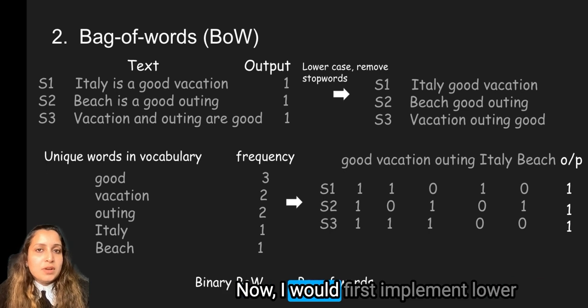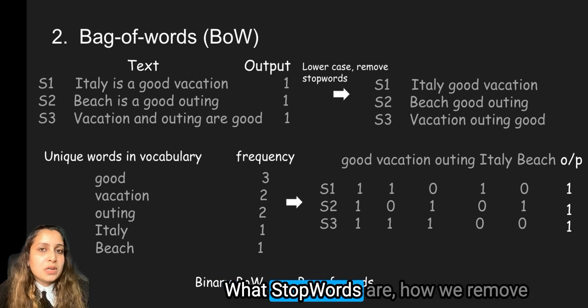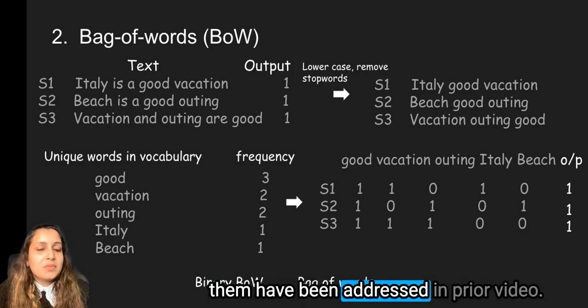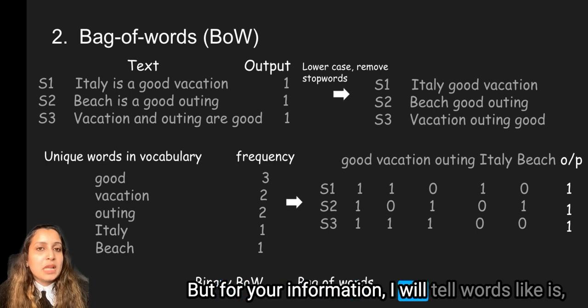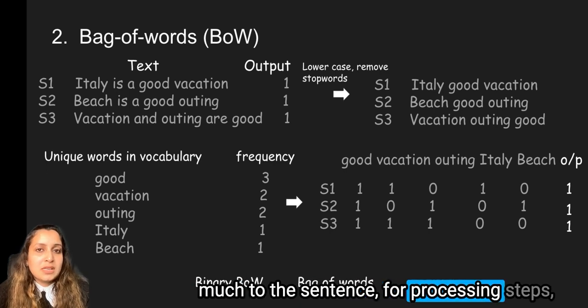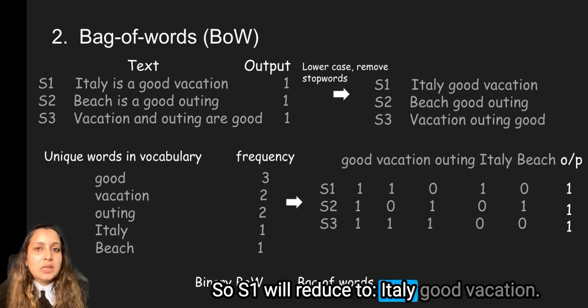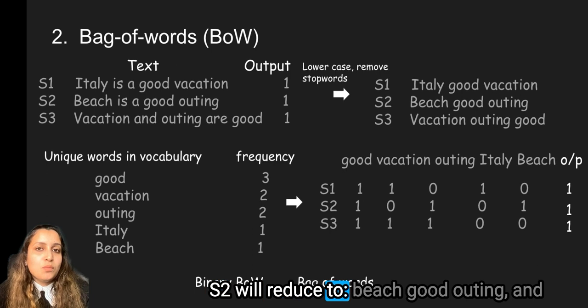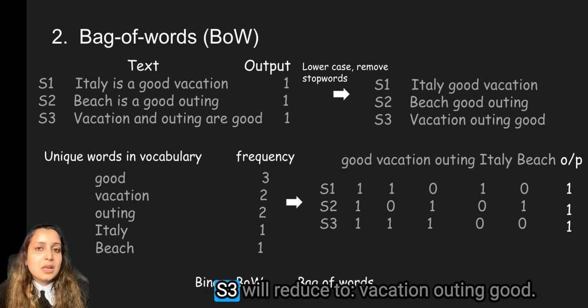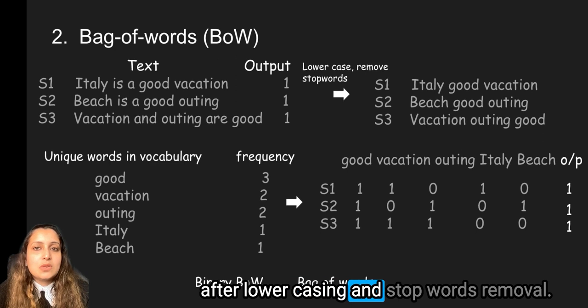Now, I would first implement lowercasing and then removing of stop words. What stop words are, and how we remove them, have been addressed in a prior video. But for your information, words like is, and, are are meaningful but do not add much to the sentence processing steps we are going to take further. We remove them. So S1 will reduce to Italy, good, vacation. S2 will reduce to beach, good, outing. And S3 will reduce to vacation, outing, good. So these will be your sentences after lowercasing and stop words removal.